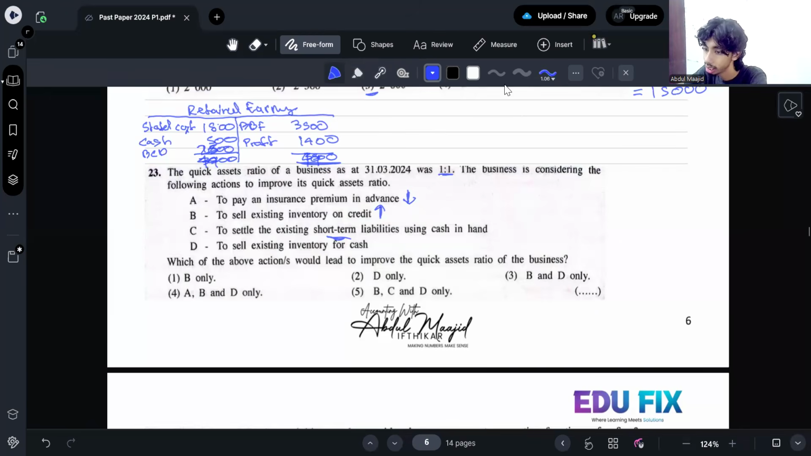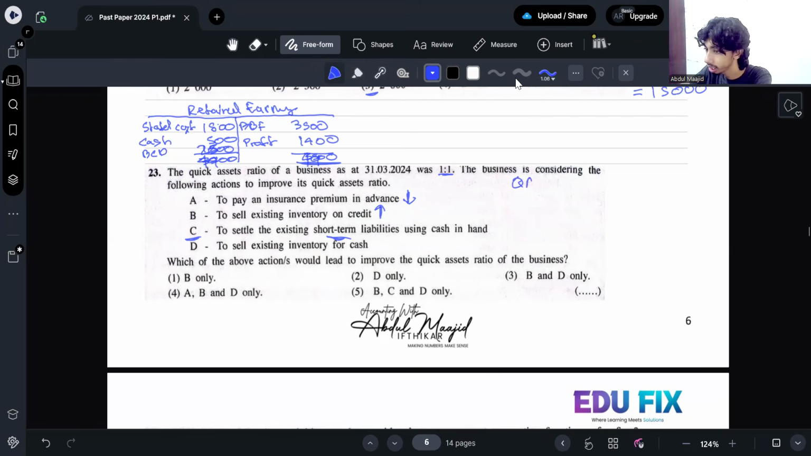Okay. C. Can you tell me for C what will happen? Increase, decrease, or no change? So no change. In this situation, it's a no change.